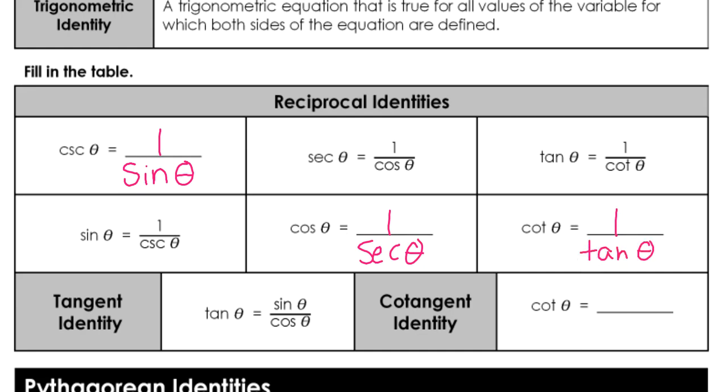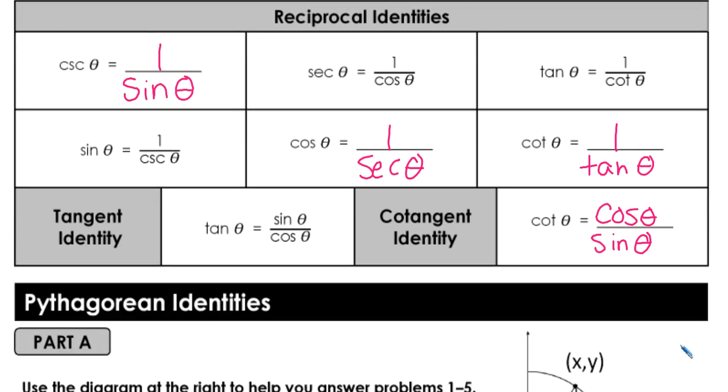A couple other identities that we need to remember is that tangent of theta is the same as sine over cosine of theta. And then cotangent is the opposite of that. So the cotangent of theta is the same as cosine theta over sine theta. So those are 8 trig identities that we've worked with before, and they are true for both sides of the equation where the variable is defined, and so they count as trig identities. What we're going to do now is develop some other trig identities.